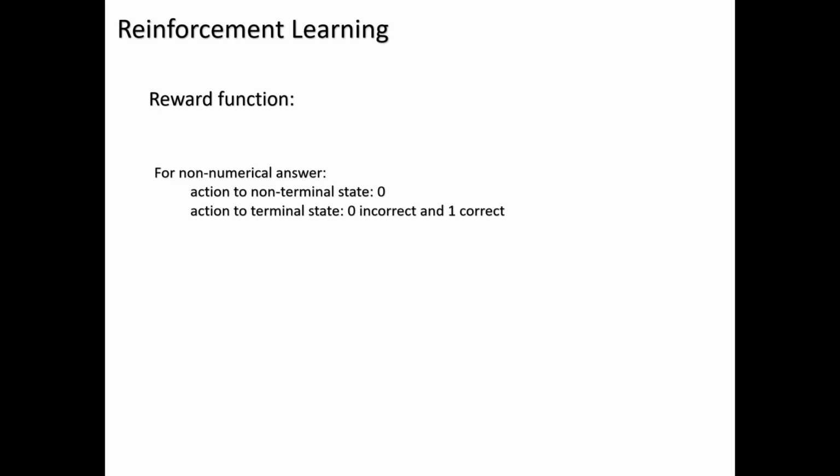Then in the reinforcement learning phase, we need a reward function. For non-numerical answers, the actions in non-terminal states are rewarded with 0, and the actions that lead to terminal states are rewarded with either 1 or 0, and if the answer is correct, then it's rewarded with 1.